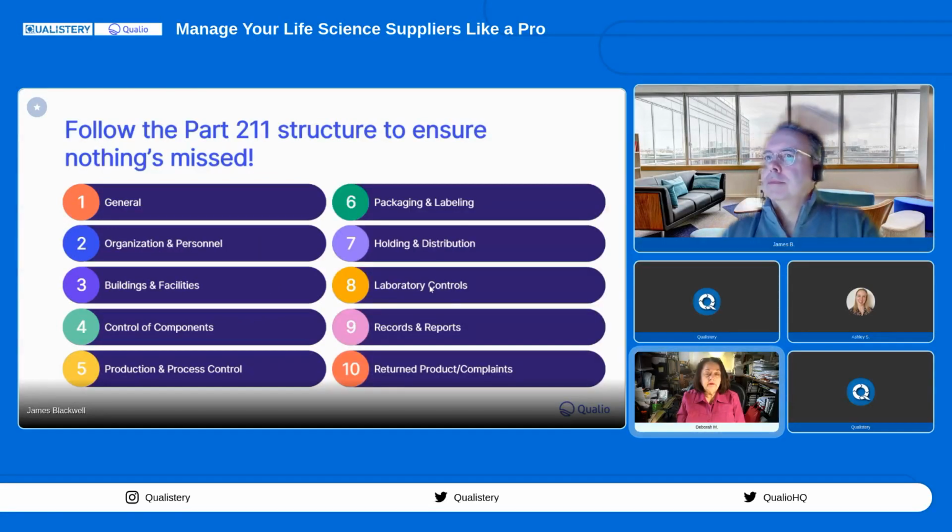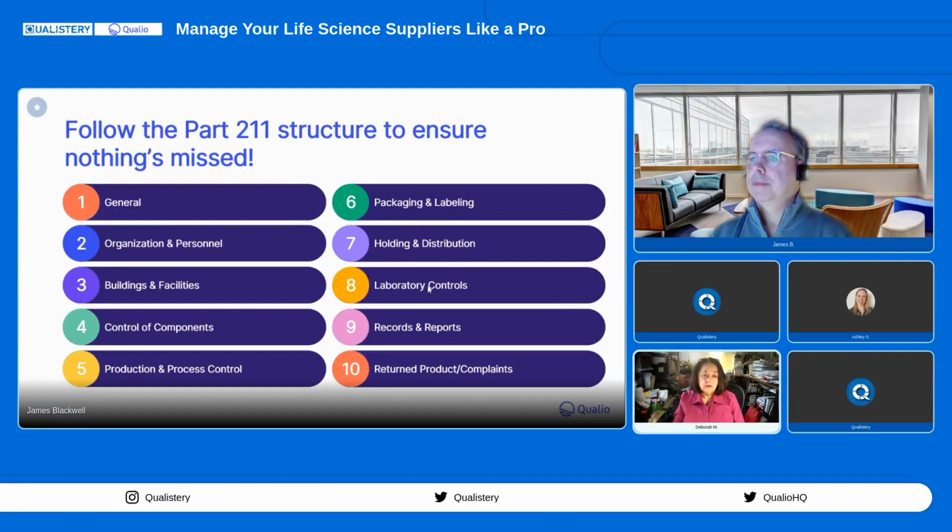So Part 211 gives you a structure, or 820, to start with the parts of the reg, but you also need to look at the subparts. This is just to help you determine how you're going to structure your quality agreement, but you need to look at the subparts that are relevant for the supplier or vendor that you're working with, to make sure that you cover all of the content that's important. And under general, you put in your quality systems like change control and deviations.